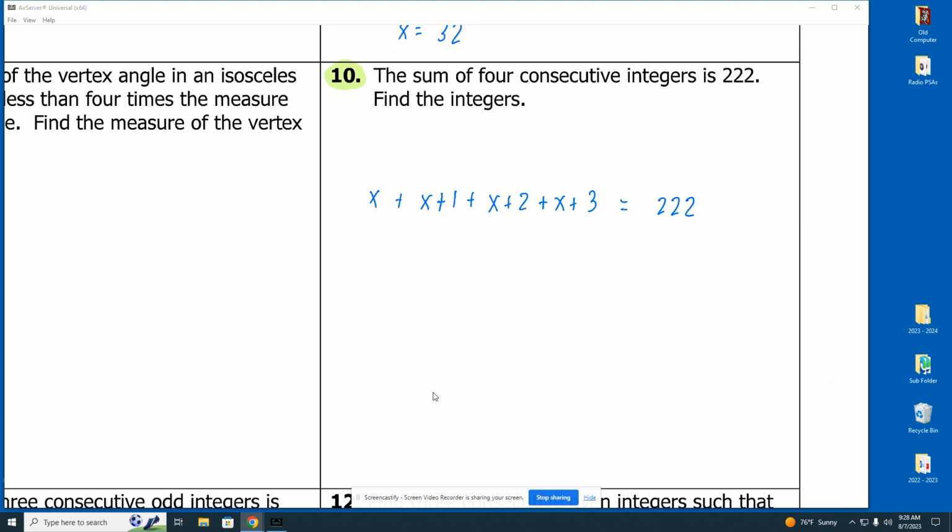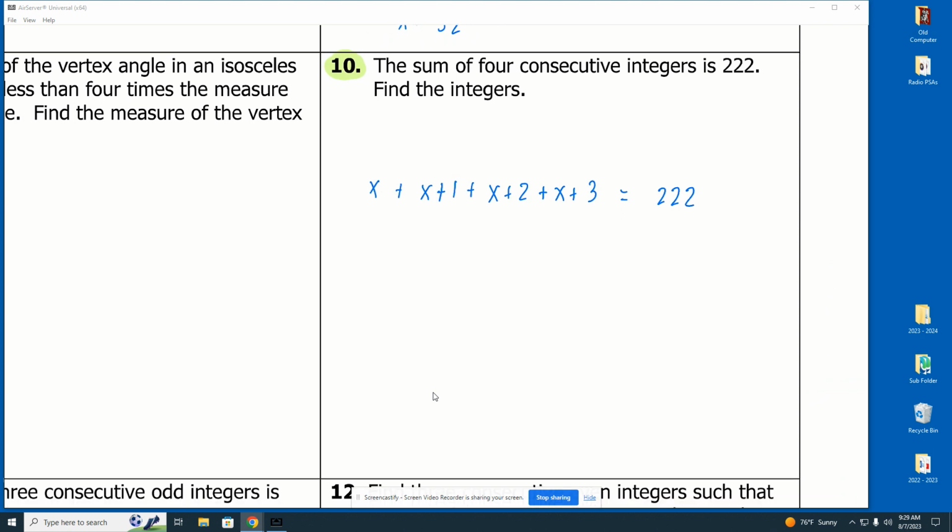Okay, they can be real easy if you understand that all consecutive integers are x, x plus 1, x plus 2, x plus 3, x plus 4. All consecutive even or odd is x, x plus 2, x plus 4, x plus 6, x plus 8, as far as we have to go. It's pretty easy, isn't it? All right, now we're just solving. And that means combine our like terms. So there's an x, there's an x, there's an x, and there's an x. So x plus x plus x plus x is 4x. And then we got 1 plus 2 is 3 plus 3 is 6. So 4x plus 6 equals 222.